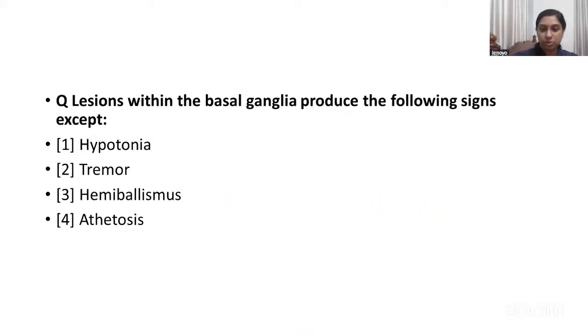Next is also a very important topic, the basal ganglia. Usually MCQs are repeated from this particular topic. The lesions within the basal ganglia produce the following signs except: the options are hypotonia, tremor, hemiballismus, athetosis. They're asking except. So what's the answer? The answer here is hypotonia.